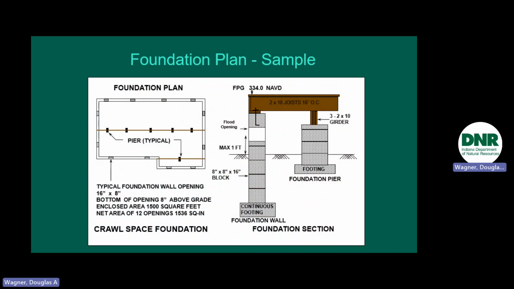Here we see a foundation plan. On the left, a bird's eye view showing the flood vents and details on them, along with the pier and beam placement. On the right, we see a cross-sectional view. From it, we see the important details of the flood opening being within 1 foot of grade, the interior grade being at or above the exterior grade, and the finished floor being at the flood protection grade.